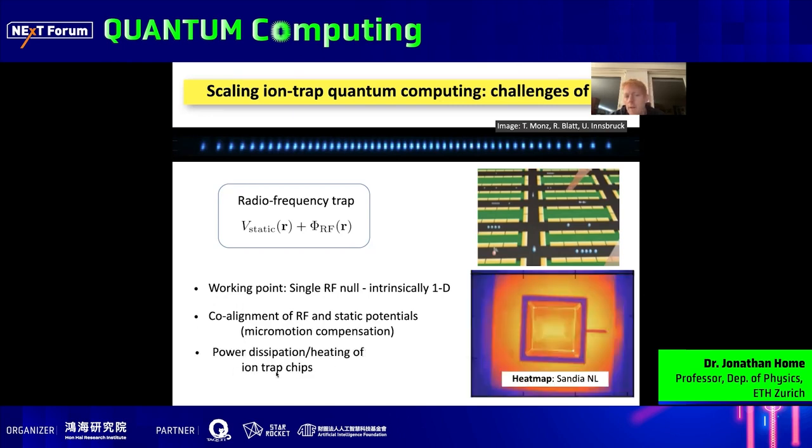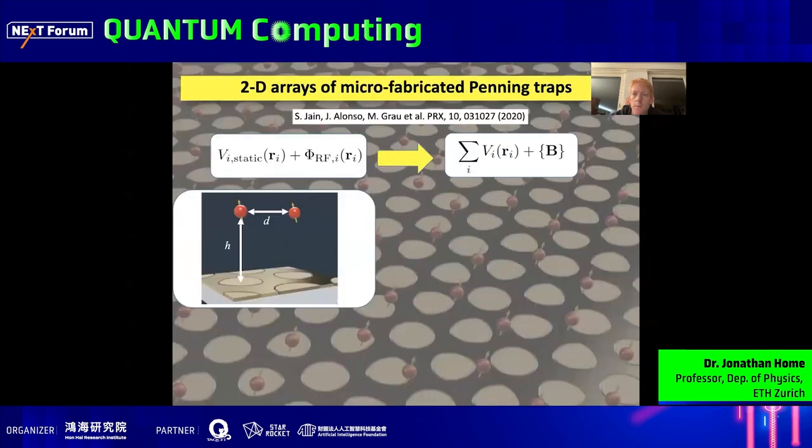And then if we think about scaling up further, one big problem becomes that RF is being driven through chips, and you get heating of these chips just from the fact that you have dissipation on them. This is not Sandia's probably best chip ever, but what I wanted to show is this image, a thermal image looking at a trap that's being run. You see that there's heat being dissipated from this chip. So it makes you wonder whether there might be better approaches to scaling up ion trapping, even if they weren't the first approaches we took to doing ion trap quantum computing.